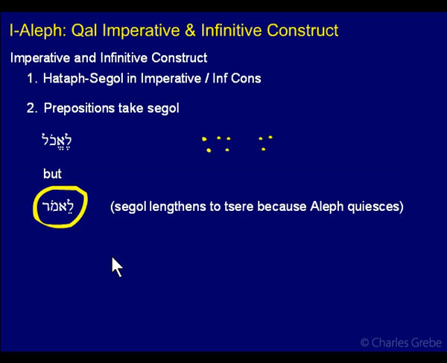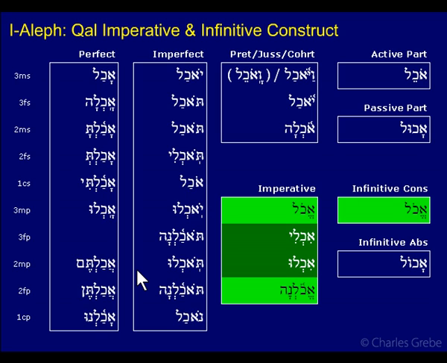It's actually an infinitive construct where the Chataf Segol has disappeared because Aleph has quiesced, and therefore the vowel under the Lamed, presumably the Segol, has lengthened to a Tzere. So, what you need to know here is that Aleph likes Chataf Segol, and it shows up in the imperatives and in the infinitive constructs.